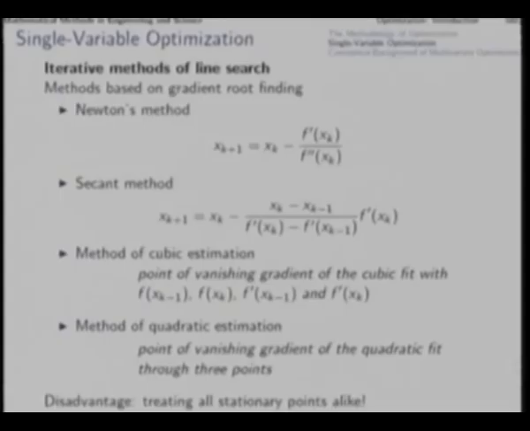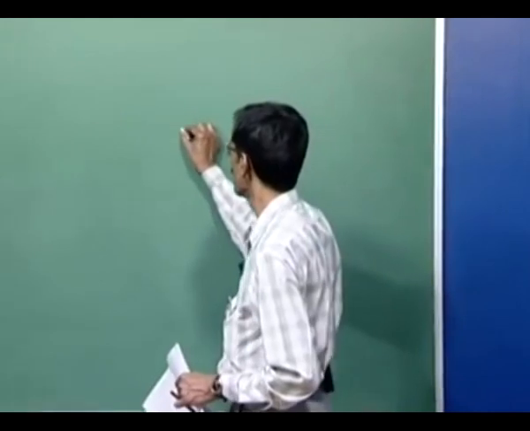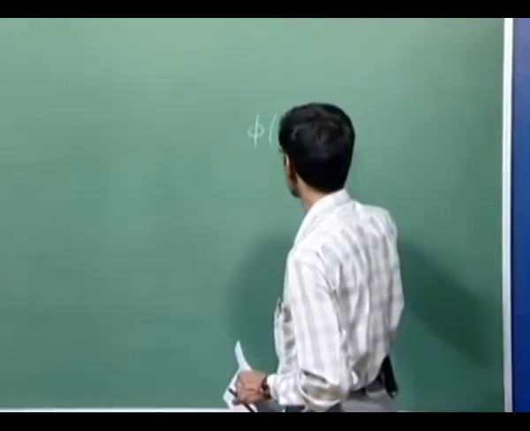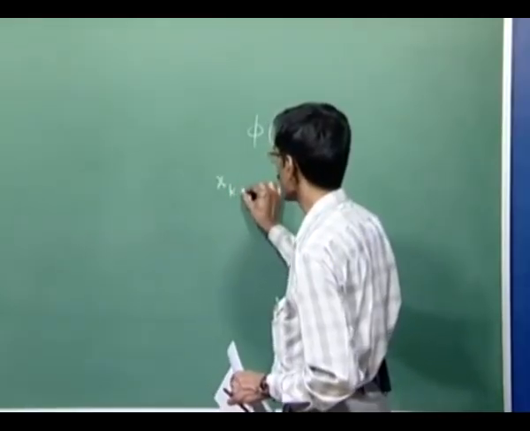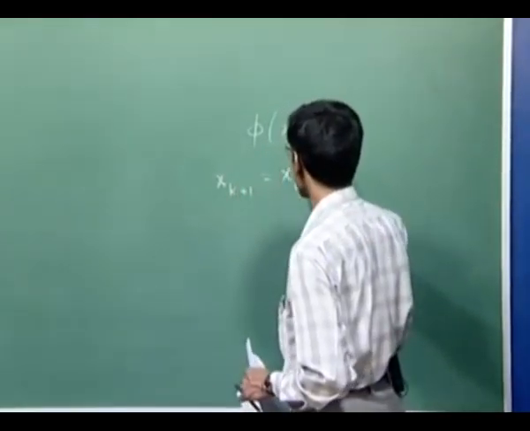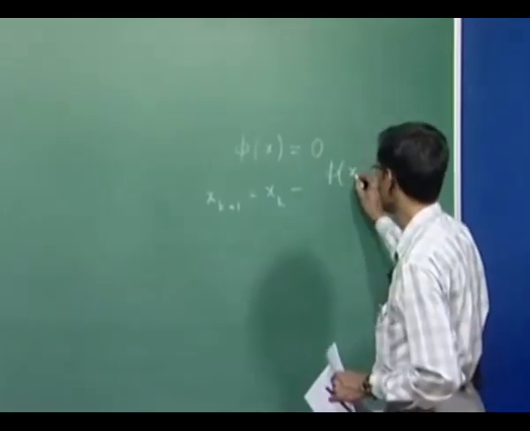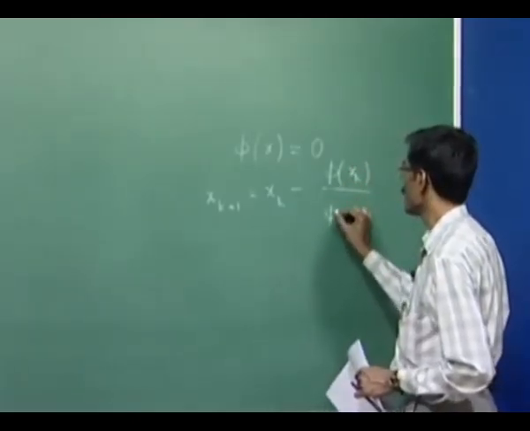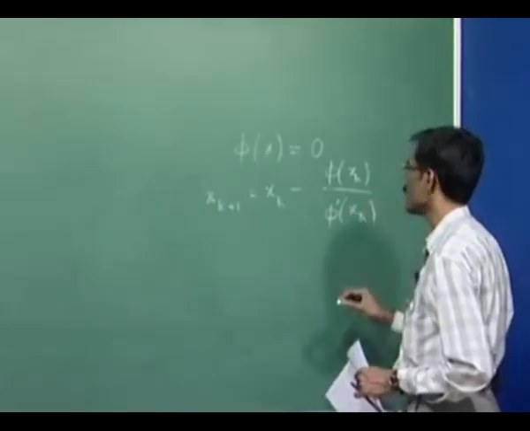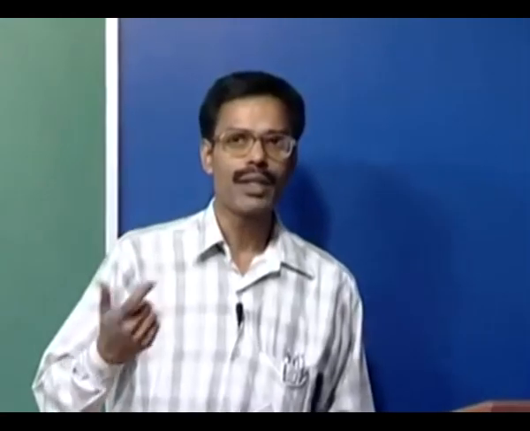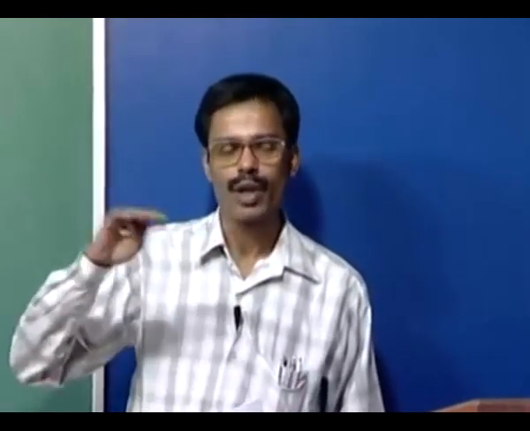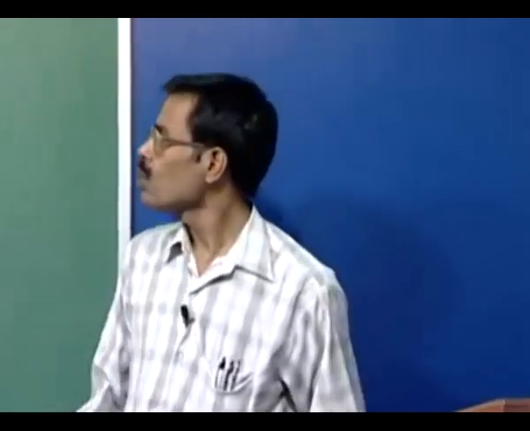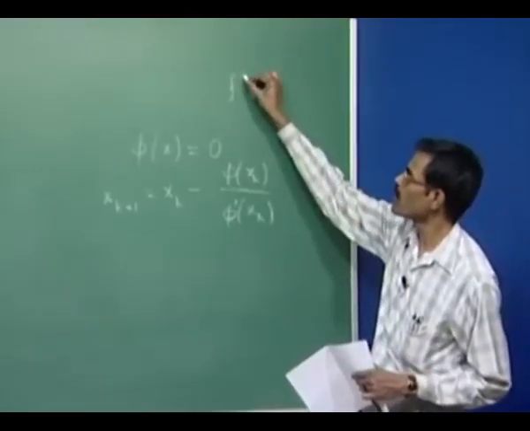So, in the case of equation solving, when we required the solution of an equation like this, our typical iteration was x k plus 1 is equal to x k minus phi of x k divided by phi prime of x k. Right. Now, here we are talking about minimizing the function f. We know already that at the minimum point, f prime is going to be 0. So, why not try to solve f prime x equal to 0?